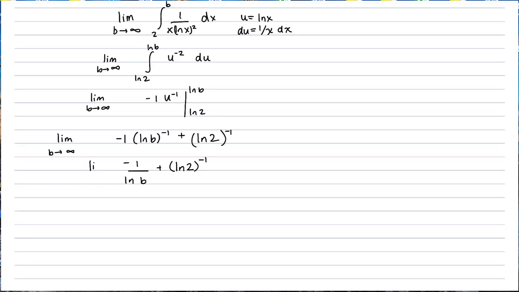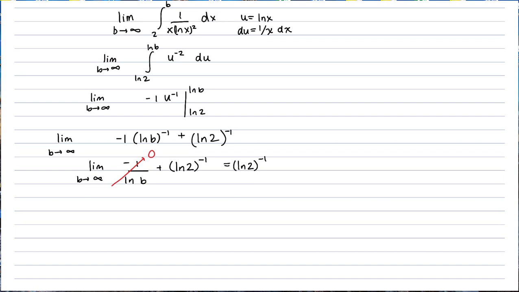So the limit's only going to apply to the first term. And as b goes to infinity, ln of b goes to infinity, so that first fraction is going to approach 0. And we're just left with the constant ln 2 to the negative 1 for our limit.